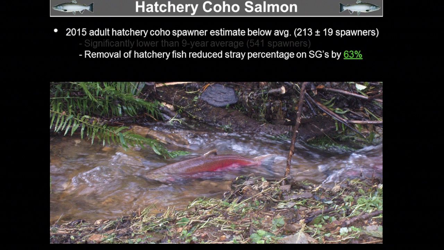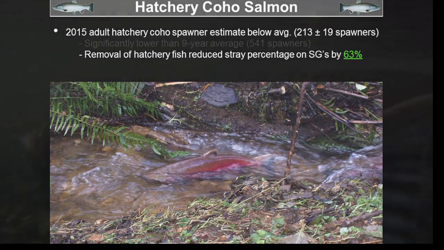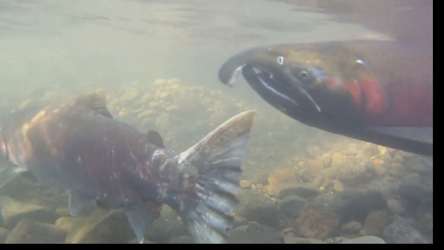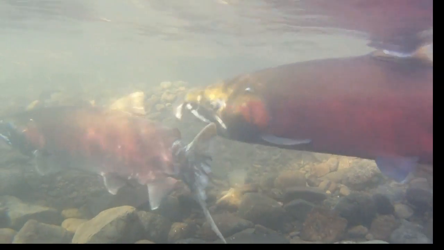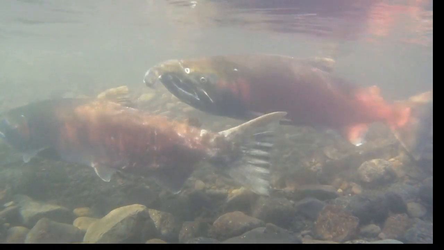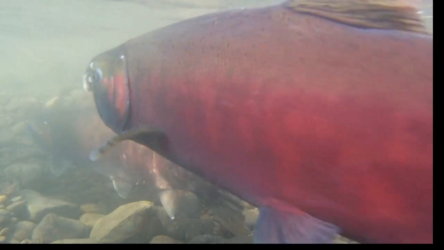The importance of removing hatchery coho at the life cycle monitoring adult traps cannot be understated. In 2015, this effort helped reduce the hatchery coho stray percentage on the spawning grounds by 63%. Eliminating as many hatchery fish as possible from reaching the spawning grounds is extremely important in the conservation and protection of wild fish.